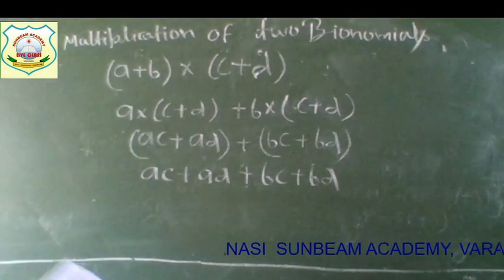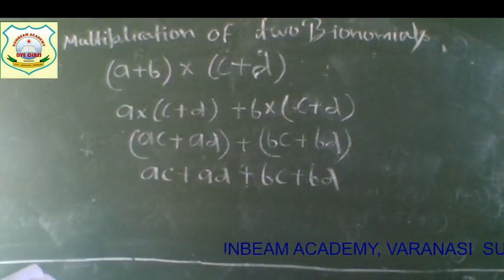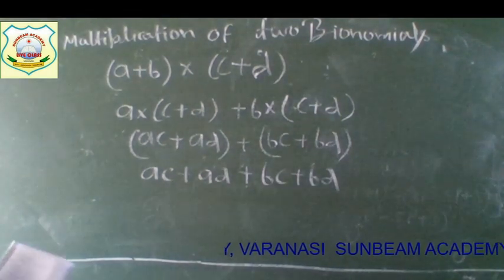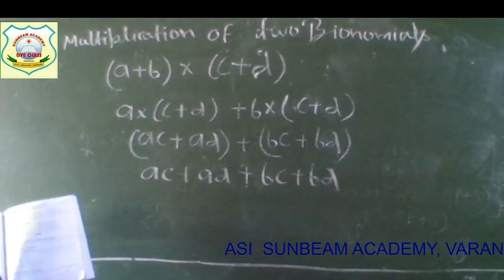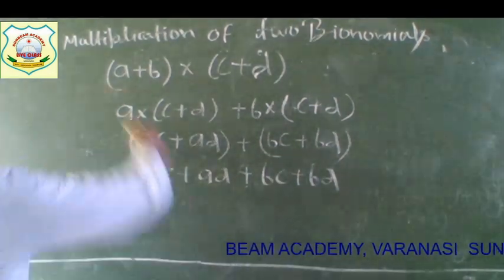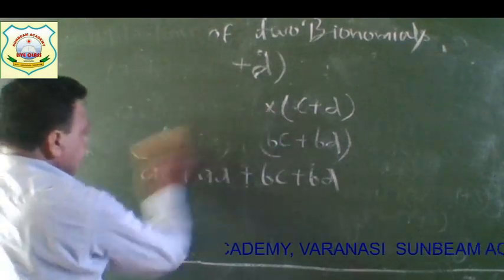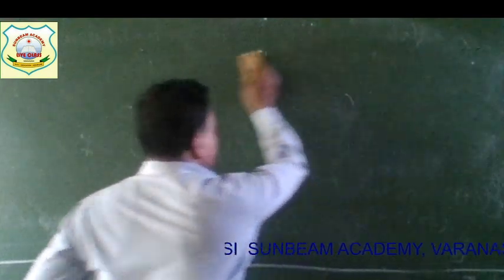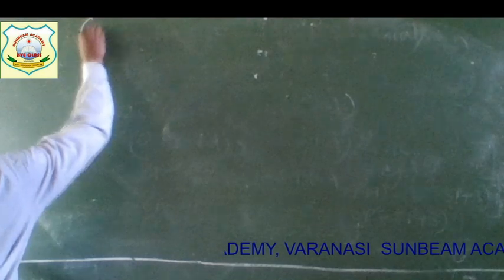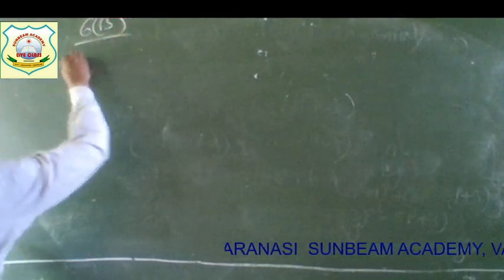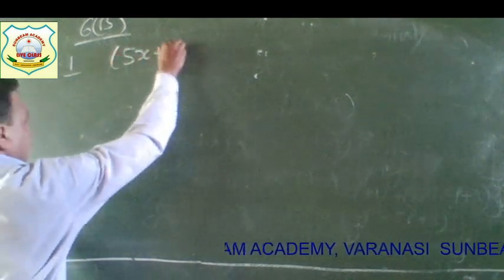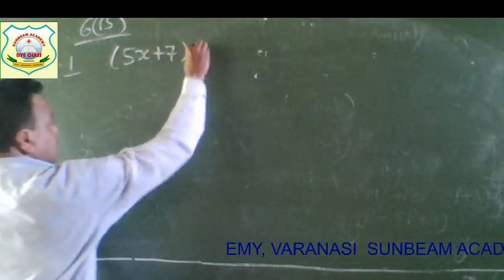The first question of this exercise is given. Find each of the following products. Exercise 6b. Now going to rough, students. I hope everyone noted. Find the product of the following. The first question of 6b: 5x plus 7 multiply 3x plus 4.